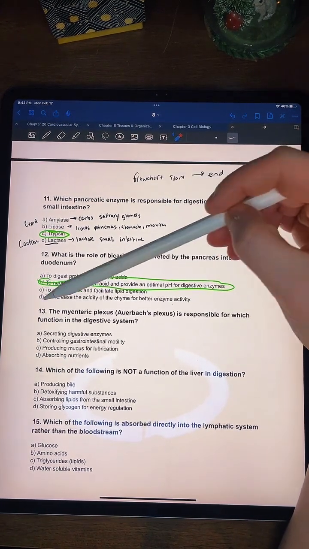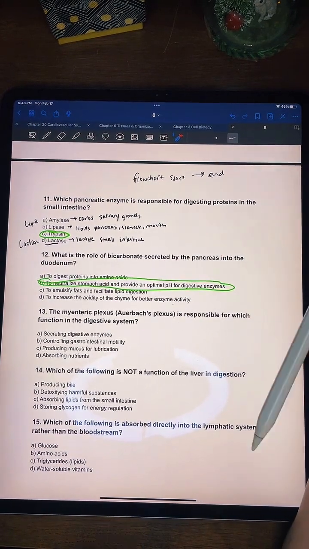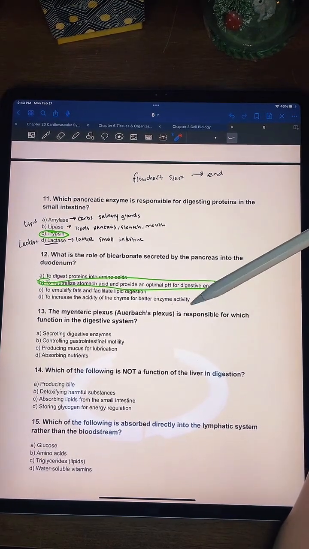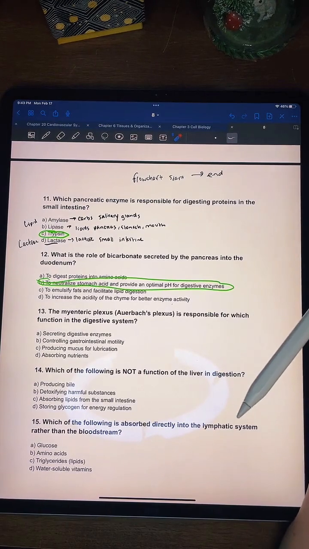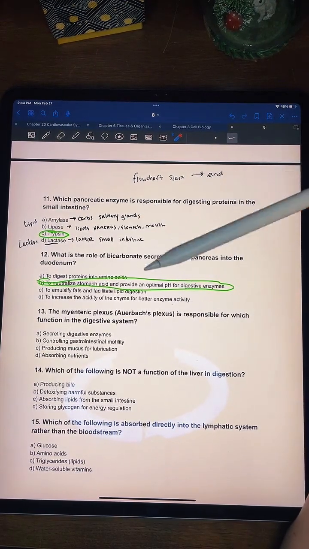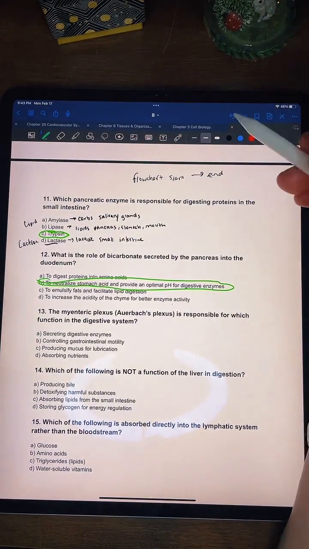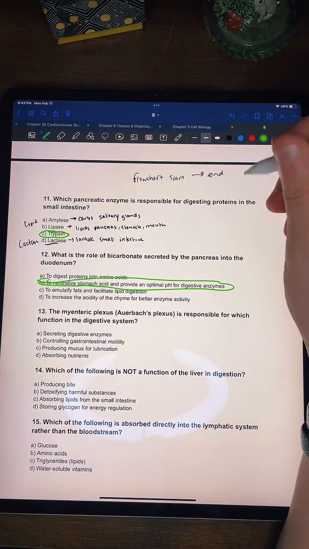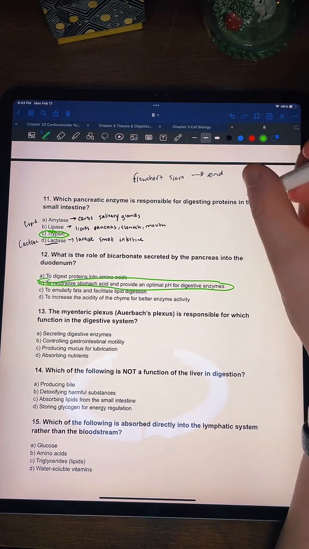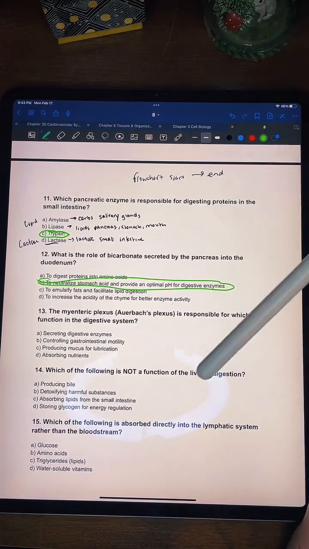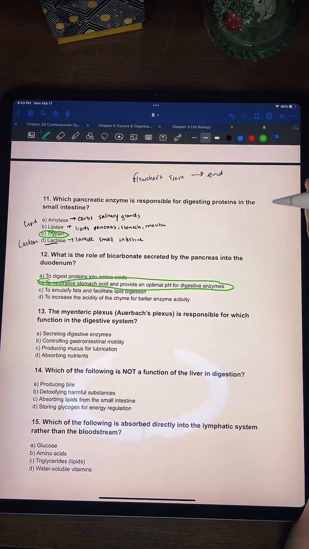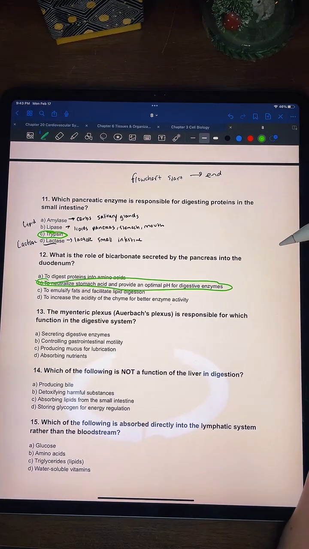Let's take a look here. The myenteric plexus is responsible for which function of the digestive system? Do we know? Got a couple answers here. Might wait a couple more seconds here. If you're just joining, we are going through some anatomy and physiology practice questions, specifically in the digestive system.